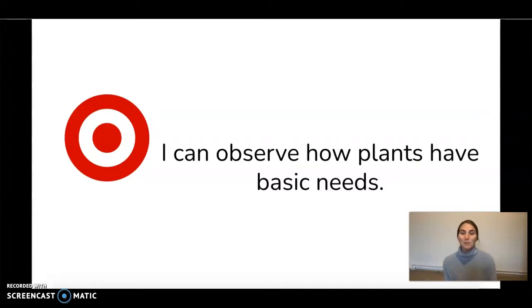Just like us, plants need water, air, and space to grow. Plants also get their food from nutrients in the soil and from the sunlight. Today we are going to observe and investigate whether or not plants have what they need.